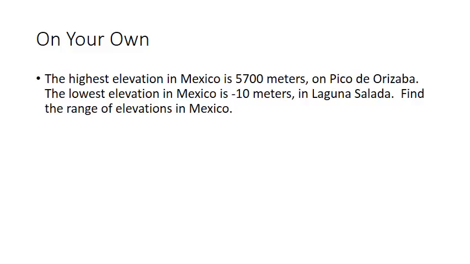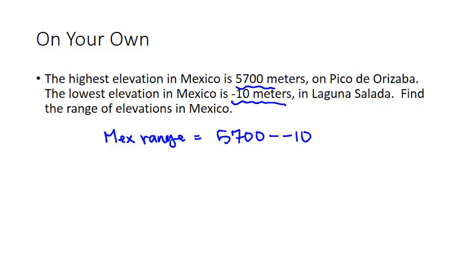As we look at this, we can see the highest elevation in Mexico is going to be 5,700 meters on Pico de Orizaba. The lowest elevation in Mexico is going to be negative 10 meters in Laguna Salada. So we're going to find the range of elevations in Mexico. We're going to set it up the same way. We're going to say the Mexican range is going to be equal to its highest altitude, which is 5,700 meters, and we're going to subtract that negative 10 meters that it gets in Laguna Salada.